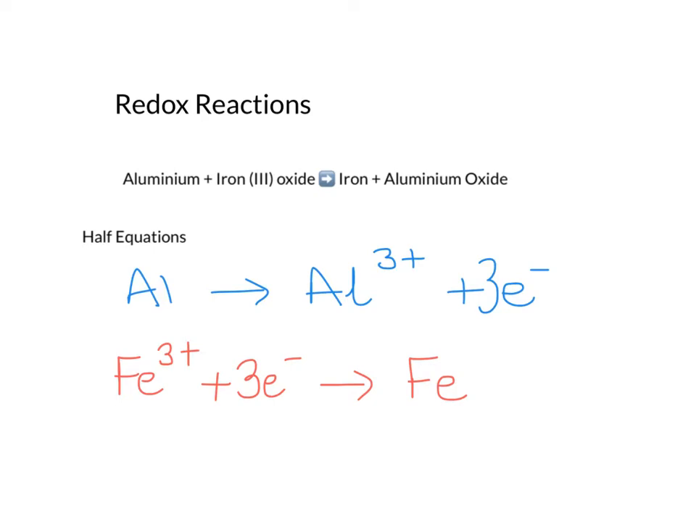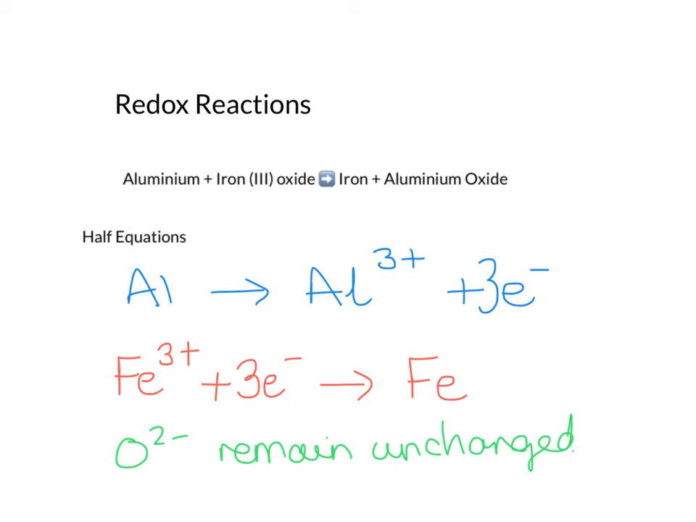Well, what happens to the oxygen, our third element that's involved? Well, it's oxide here, so oxygen ions, and it's oxide here, oxygen ions. So, as it happens in this case, the oxygen ions remain unchanged. So these are the half equations showing the change from atom to ion or ion to atom, and what happens to the electrons that are involved as well.